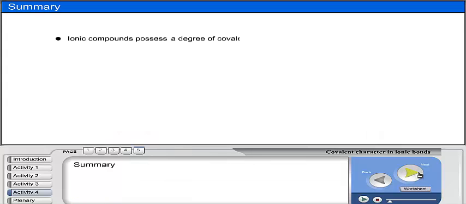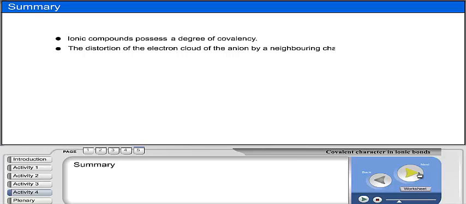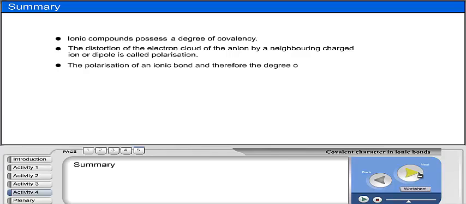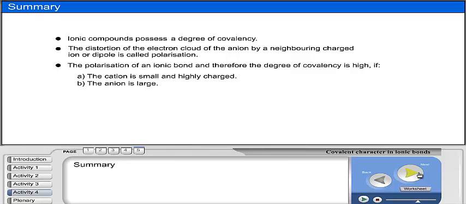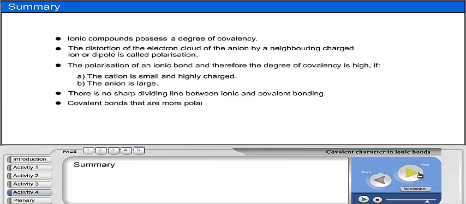Ionic compounds possess a degree of covalency. The distortion of the electron cloud of the anion by a neighboring charged ion or dipole is called polarization. The polarization of an ionic bond, and therefore the degree of covalency, is high if the cation is small and highly charged, and the anion is large. There is no sharp dividing line between ionic and covalent bonding. Covalent bonds that are more polar are said to have a higher percentage of ionic character.